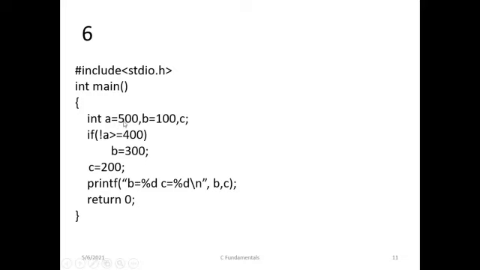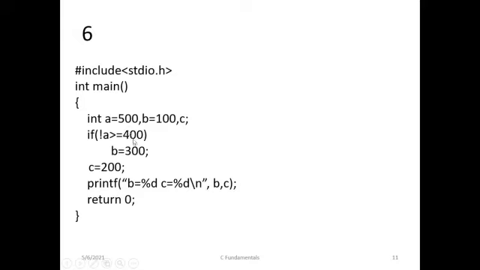Int A is 500, B is 100 and C is declared as an integer. If not A greater than or equal to 400, B is 300, C is 200, printf B and C. So this is the program asked. Now we know how to check the condition: not A greater than or equal to 400.